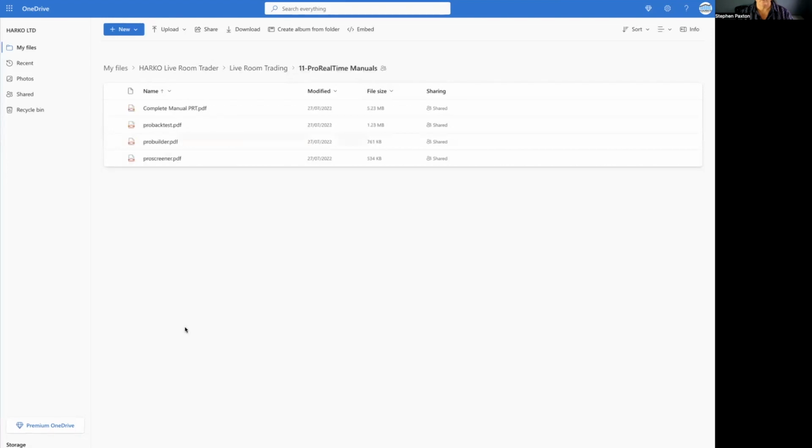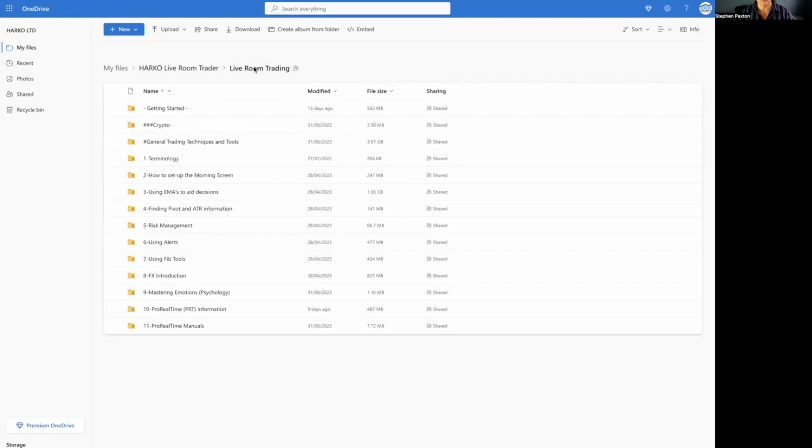And then if you are going to use ProRealTime, then we've got the complete manual here, how to use it, how to do all your back testing, how to build robots yourself, how to build screeners. And that's a live room package. And there's about 8 gigabytes of data there for you to have a look at. A few bits of learning, but you've not signed up for learning packages, you've signed up for trading. But I always like to add a little bit in there to help.